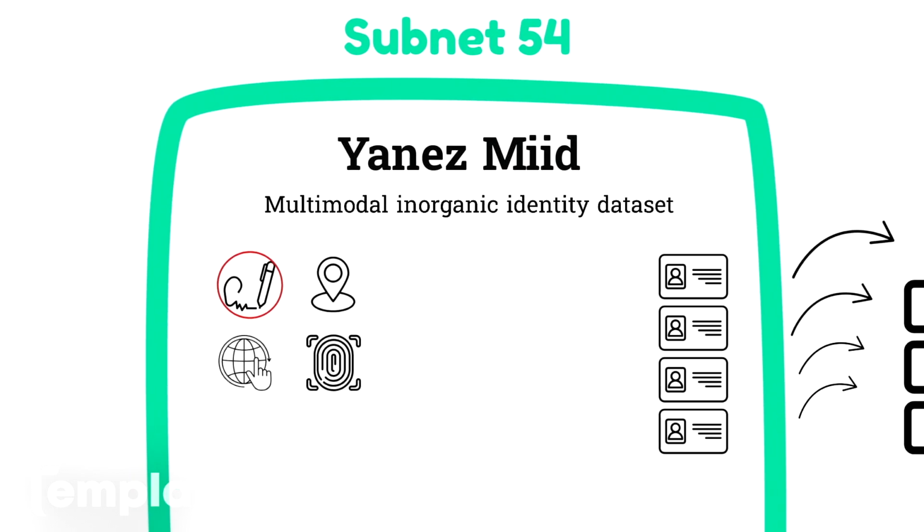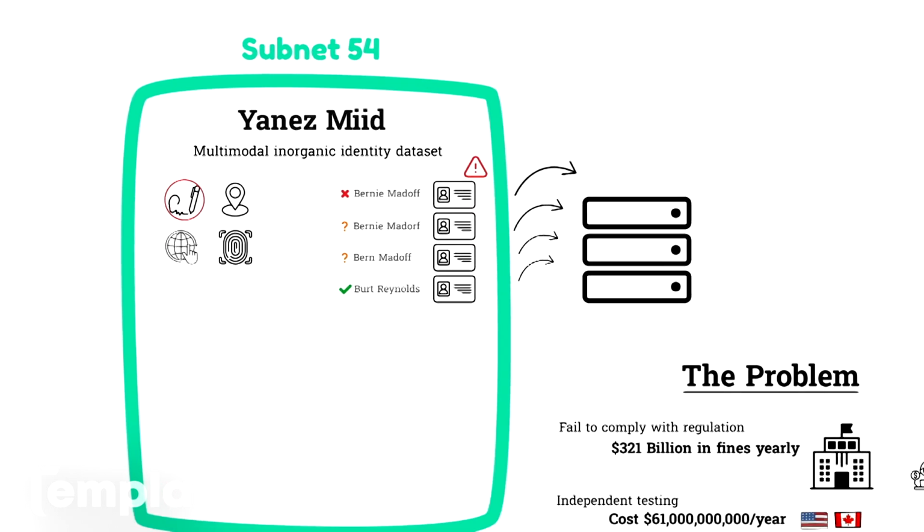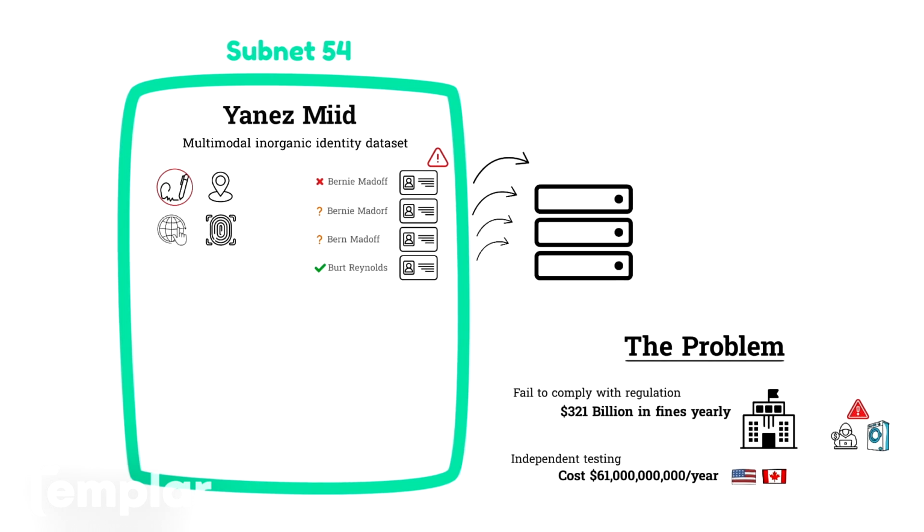Now this is oversimplified, but companies will get a list of sanctioned individuals. Let's say one of them is called Bernie Madoff. So you might have someone create an account under Bern Madorf, and maybe that should be reviewed by the institution before they can withdraw large sums of money. The Yanez Miid subnet tests financial institutions' fraud and anti-money laundering programs using these identities.